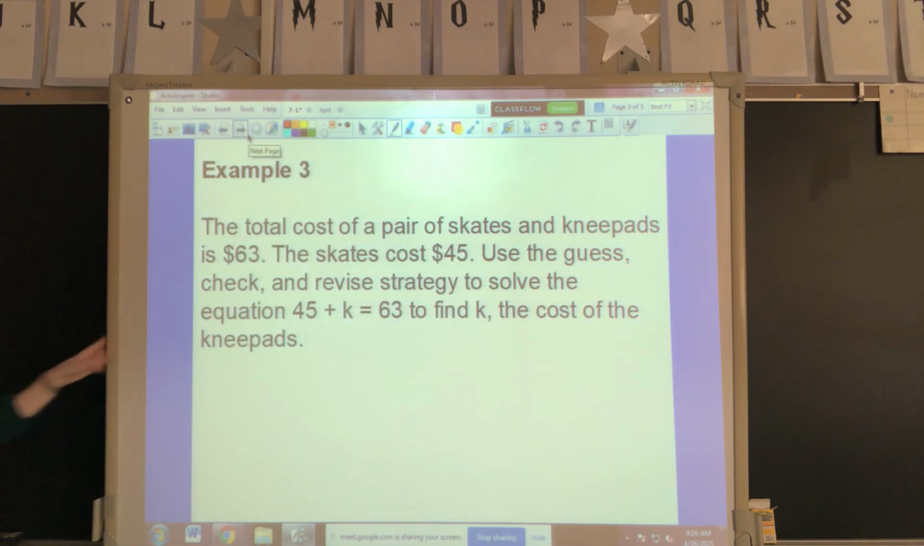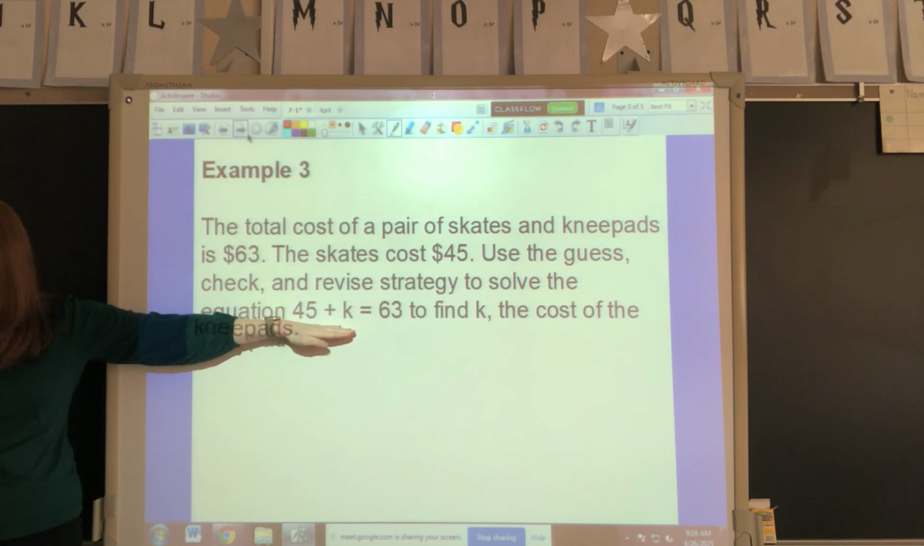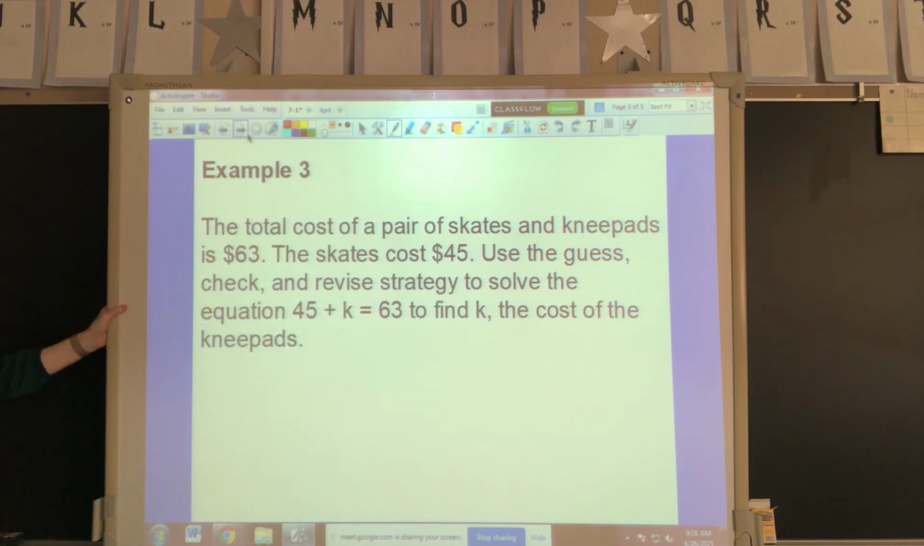Example 3. All right, so now we have a word problem. I'm not going to make you write this down, so don't freak out. I know y'all are going to freak out. What I do want you to write down, though, is the problem. So the actual problem we have here. So it says the total cost of a pair of skates and knee pads is $63. Skates cost $45. Use the guess, check, and revise strategy to solve the equation. 45 plus K equals 63. That's what I want you to write down. 45 plus K equals 63, to find K, the cost of the knee pads.